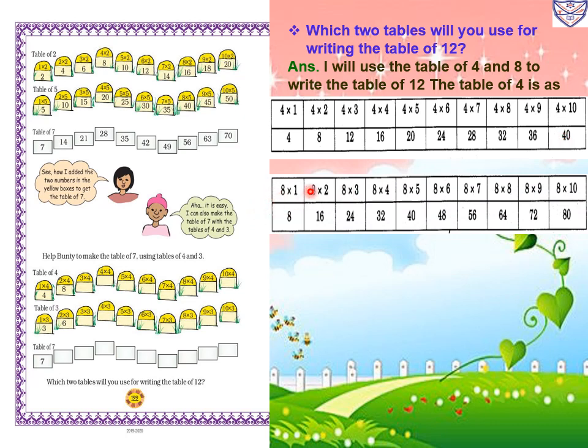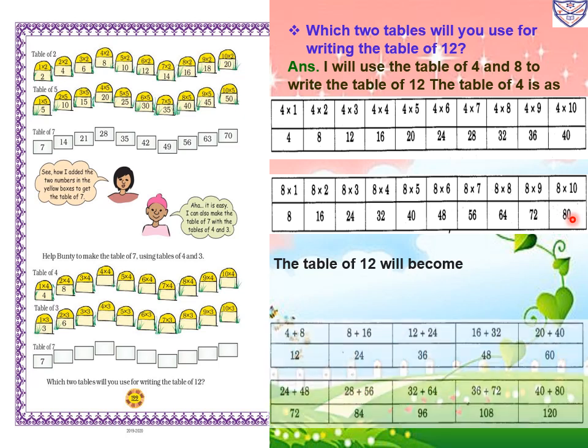8 1s are 8, 8 2s are 16, 8 3s are 24, 8 4s are 32, 8 5s are 40, 8 6s are 48, 8 7s are 56, 8 8s are 64, 8 9s are 72, 8 10s are 80. Okay, so now both tables we have written. Now we have to write the table of 12 by adding the tables of 4 and 8.